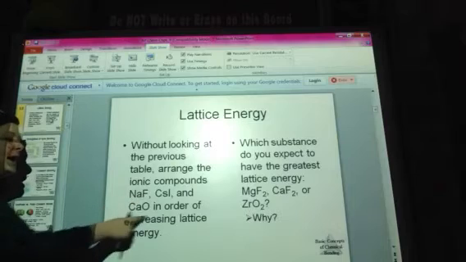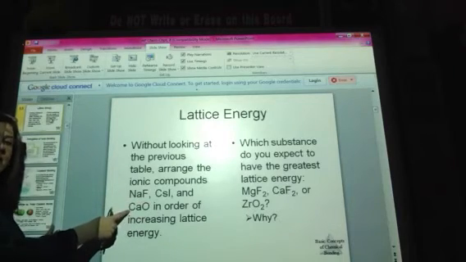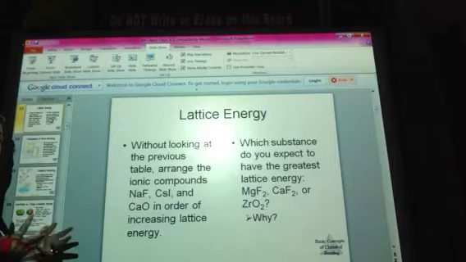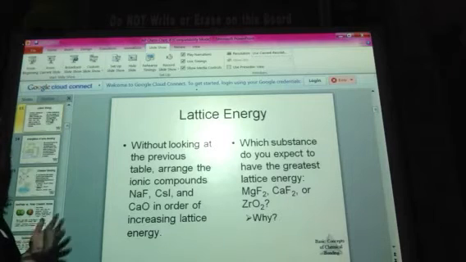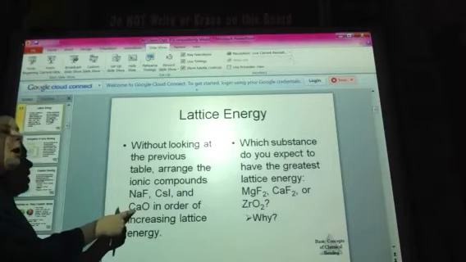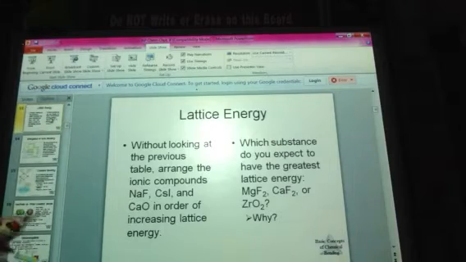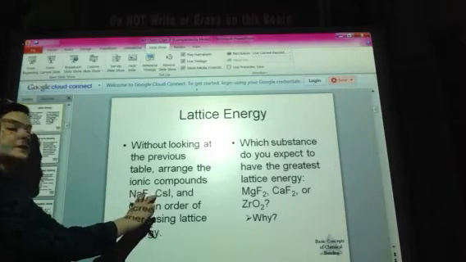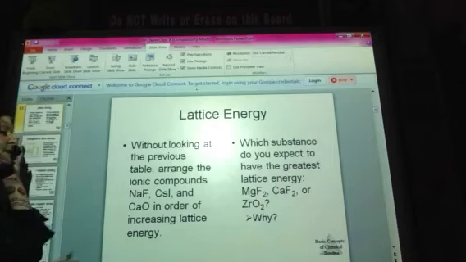So I know this one has to be the biggest in terms of lattice energy because their charges are higher, meaning then that's a direct relationship with lattice energy. So calcium oxide must be the biggest. But now I need to figure out which one would be the smallest. Is it sodium fluoride or cesium iodide?